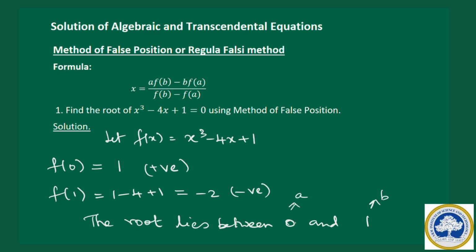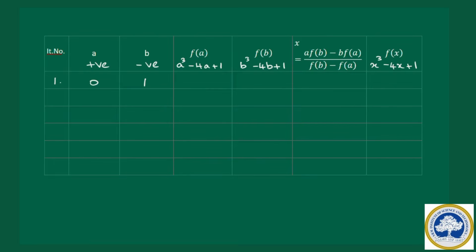So now since A is considered as 0, 0 gives you function value is positive, and for B it is negative. So this we can mention it in the table. Now let us form a table like this. So here A gives the function value positive and B gives the function value negative. So we have considered 0 as A and 1 as B. Now we have to calculate f of A, f of B. F of x is what? X cube minus 4x plus 1.